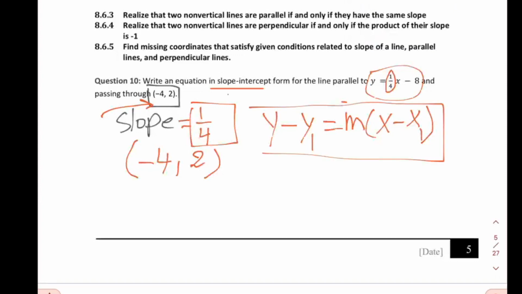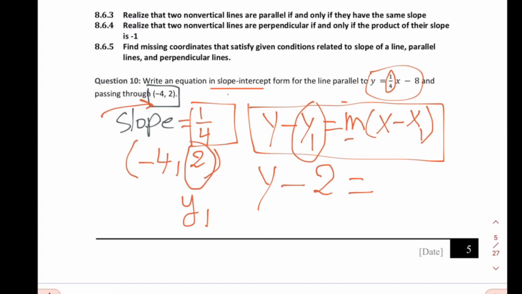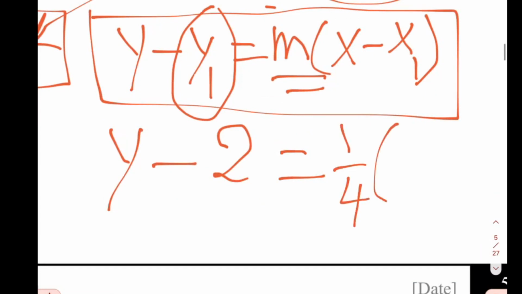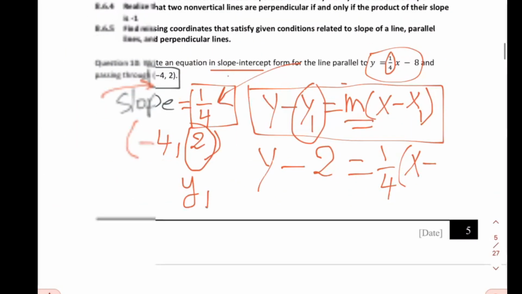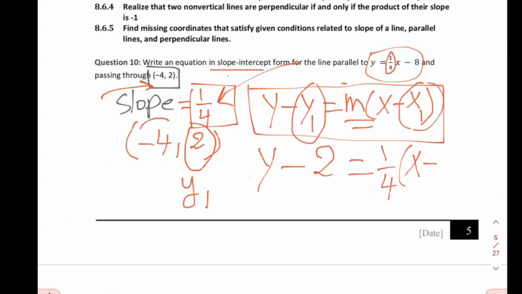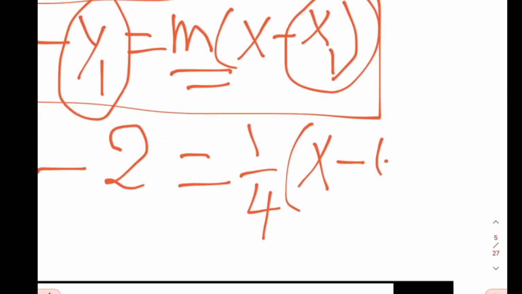Okay, and use it. So you put y minus y1, where y1 is the y of the point given. So you put 2, equals m, the slope. We said the slope is 1 over 4. So you put 1 over 4, bracket x minus x1, where x1 is the x given. This line passes through this point, so you put minus -4.